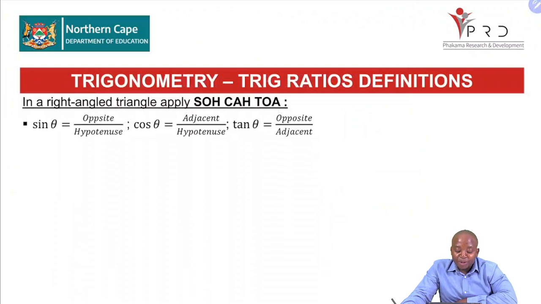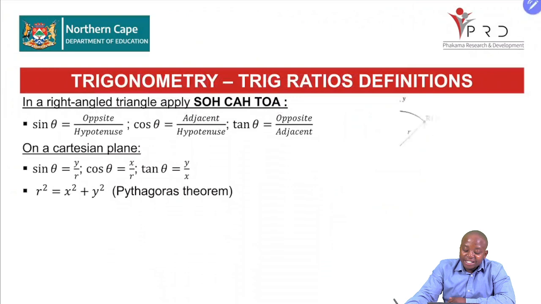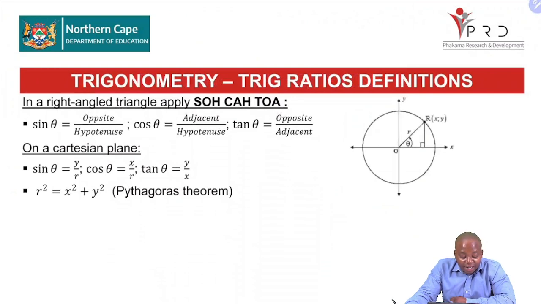We need to remember SOHCAHTOA. These are the definitions. In a right angle triangle, we are using SOHCAHTOA, where sine theta is equal to opposite over hypotenuse, cos is adjacent over hypotenuse, and tan is opposite over adjacent. And these are represented on a Cartesian plane as sine theta is y over r. Then this is our diagram that we are looking at on a Cartesian plane. Cos theta is x over r, and our tan theta is y over x.